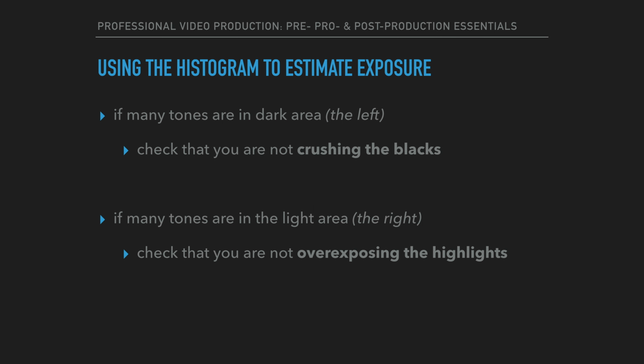If most of the tones are all in the light area, the right, then you want to check that you are not clipping the highlights or overexposing the highlights. You can do this by ensuring that most of the tones are not grouped together on the right side and that they do not hit the right border and suddenly drop straight down. This would imply that part of the tonal range is missing and has been clipped.